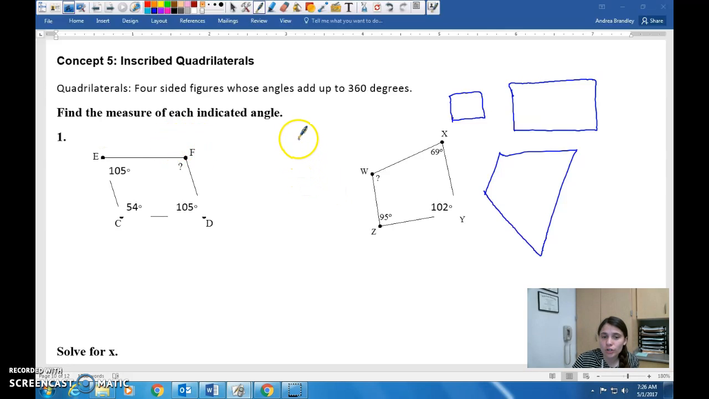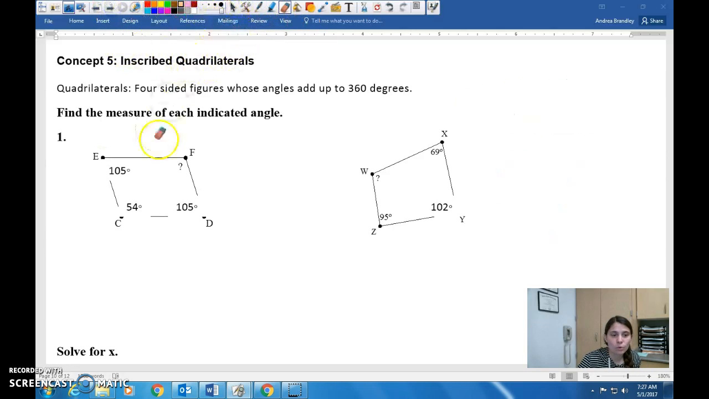When we're dealing with triangles, all three angles of a triangle always add to 180 degrees. When dealing with quadrilaterals, all the angles added together add to 360 degrees. So if we look at these first two example problems, we're given three of the four angles, so finding the fourth angle is pretty simple because these all need to add to 360.